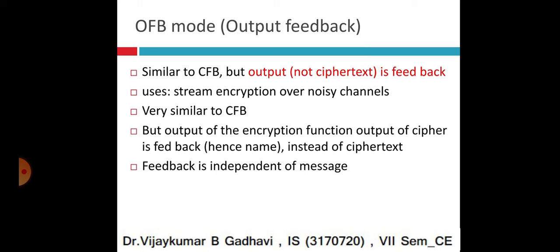Stream encryption over noisy channels. It is similar to CFB, the same as CFB, but the output of the encryption function, the output of the cipher, is the feedback, hence the name, instead of the ciphertext. Then the feedback is independent of the message.